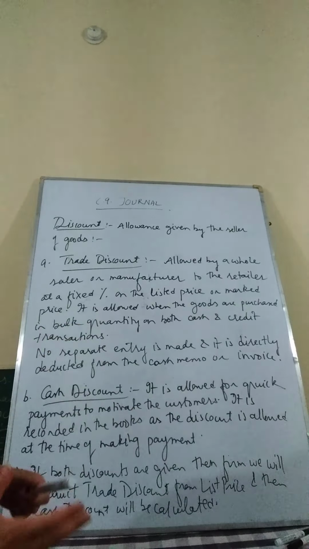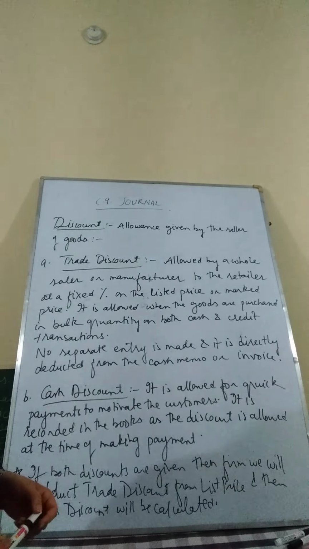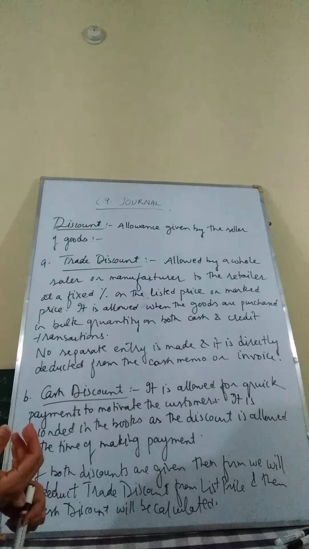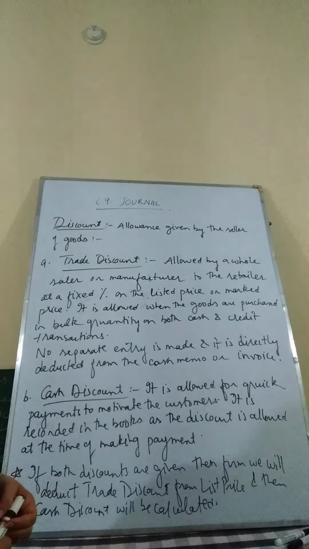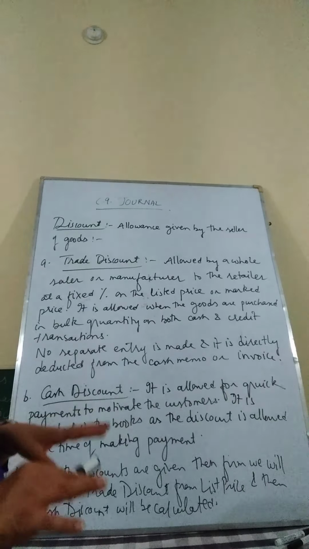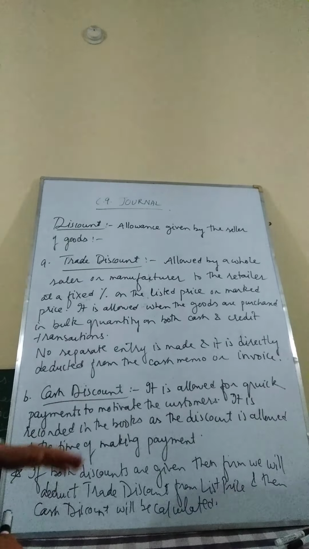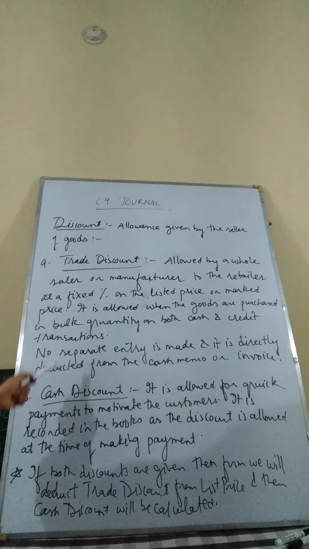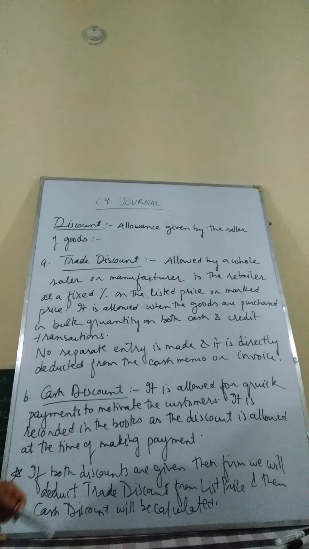What is a discount? As in the common language, it is an allowance given by the seller. At the time of selling the goods, the seller can give a little bit of allowance to the buyer so that he can pay lesser price as compared to the actual market price. So we have two categories of discount that are commonly known. They are trade discount and cash discount. So we have a clear distinction about trade discount and cash discount.